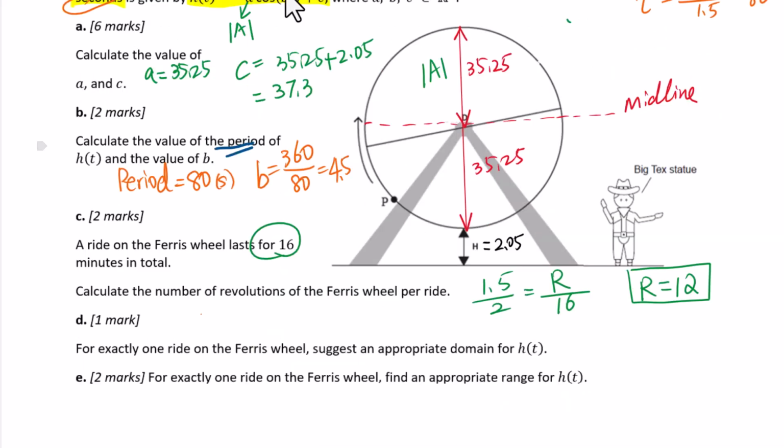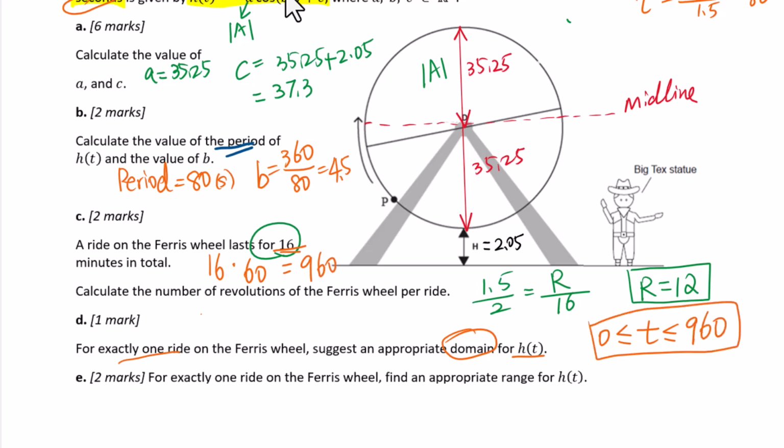Let's go to D. For exactly one ride on the Ferris wheel, suggest an appropriate domain for h of t. Since one ride lasts 16 minutes, domain is time. So t is greater than or equal to 0, less than or equal to 16 minutes. Remember, we need seconds, so we change it into seconds, times 60. 960 seconds.